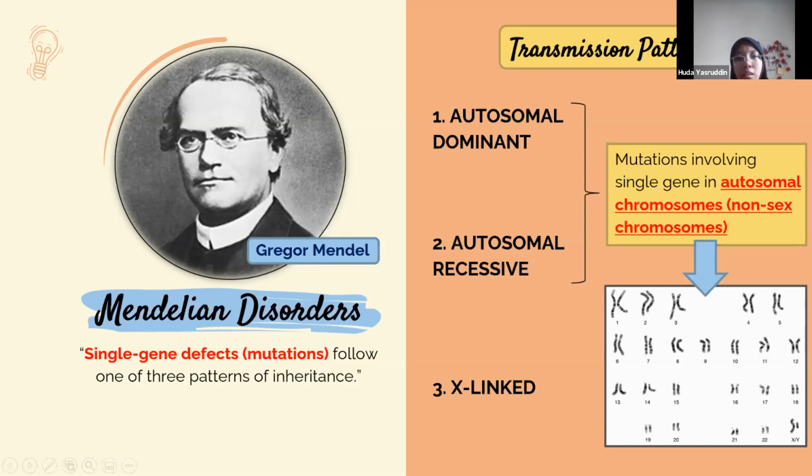As you can see, the transmission patterns consist of three patterns. But for my presentation, I'll be covering two, and the last will be covered by my colleague. Autosomal dominant and autosomal recessive are basically defined as mutations that involve a single gene in an autosomal chromosome, which means a non-sex chromosome. It doesn't involve the X and Y chromosomes, as you can see in the karyotype in the picture below. So it involves mutations at the genes of chromosomes 1 until 22, but does not involve the X and Y chromosomes. That is generally the definition.